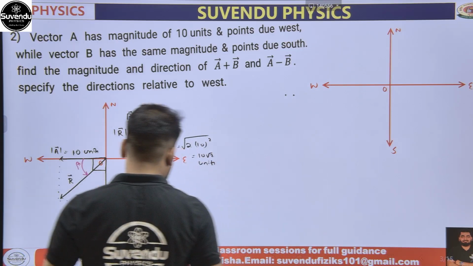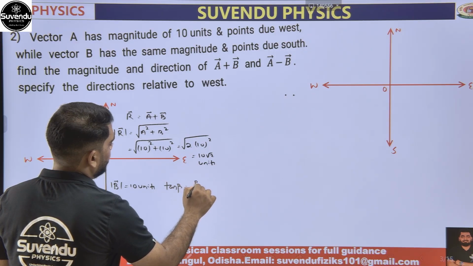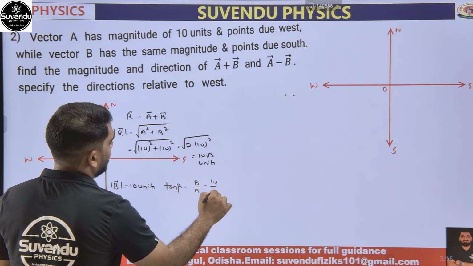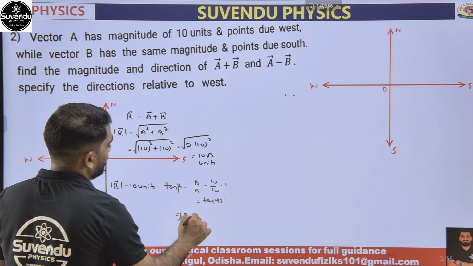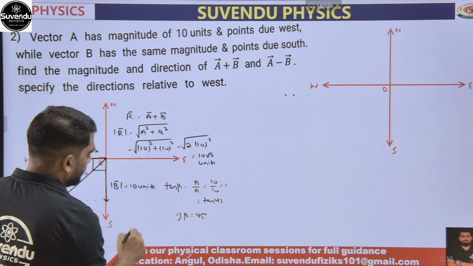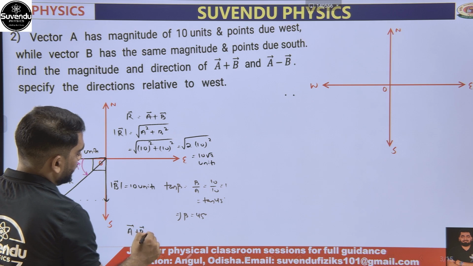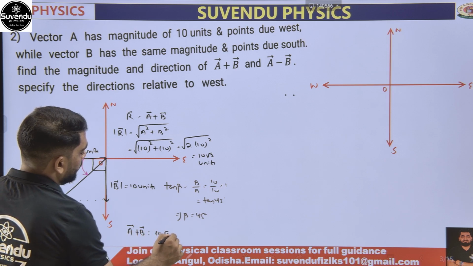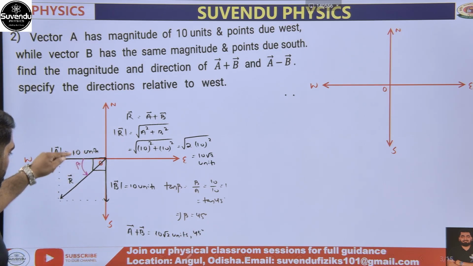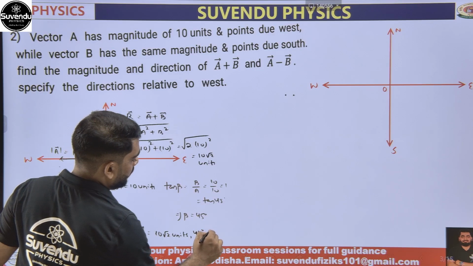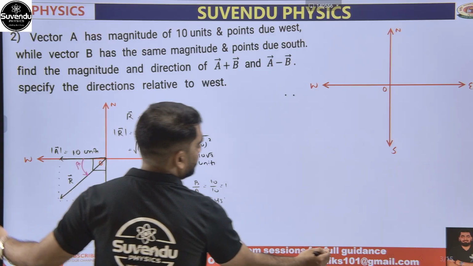Otherwise, if we put in the formula, tan beta is equal to B by A, that is 10 by 10, that is 1. 1 means tan 45 degrees. So beta is equal to 45 degrees. If you write the answer of A vector plus B vector, then the answer is 10 root 2 units, direction 45 degrees towards the south from west, south of west. This is the answer of this first part of the question.